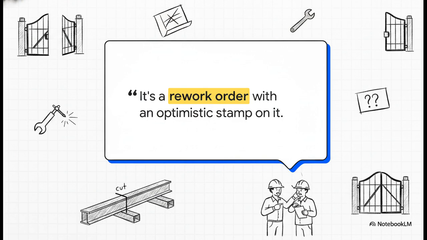So what happens if you miss even one of those 3 mandatory conditions? Let's say a piece of vendor data is still pending, or a HAZOP action was left open, but you go ahead and issue that drawing to the yard anyway just to meet some scheduled date. Well, what you've issued is not an IFC drawing. As project veterans know all too well, what you've actually issued is a rework order with an optimistic stamp on it.